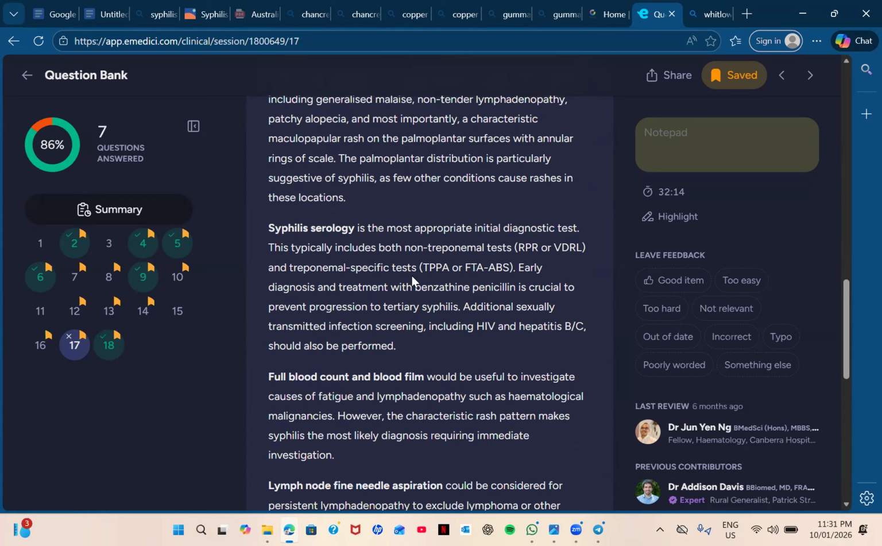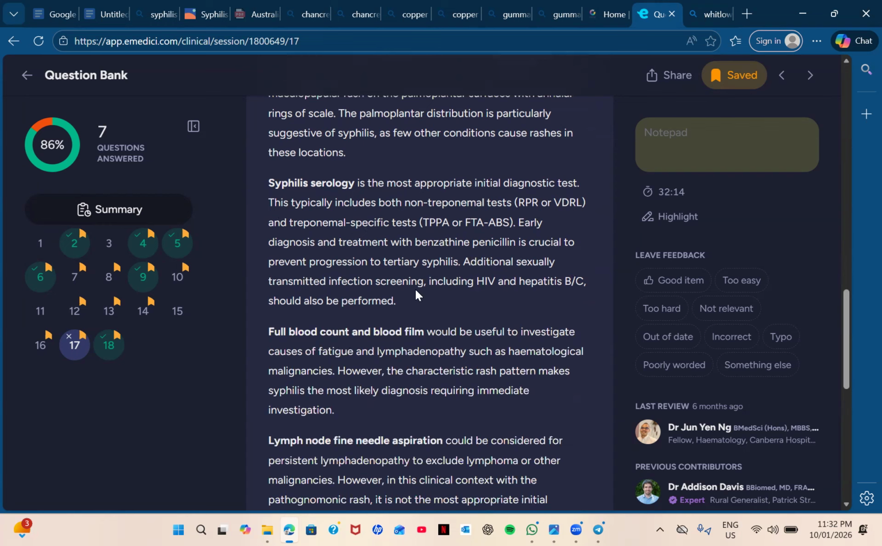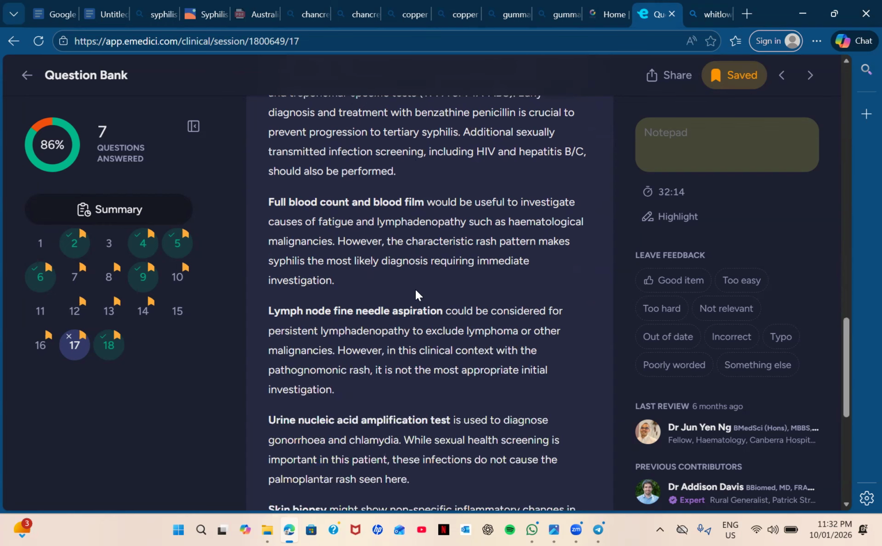This typically includes both non-treponemal tests, RPR or VDRL, and treponemal specific tests. Early diagnosis and treatment with benzathine penicillin is crucial to prevent progression to tertiary syphilis. Additional sexually transmitted infection screening including HIV, hepatitis B, and C should be performed.